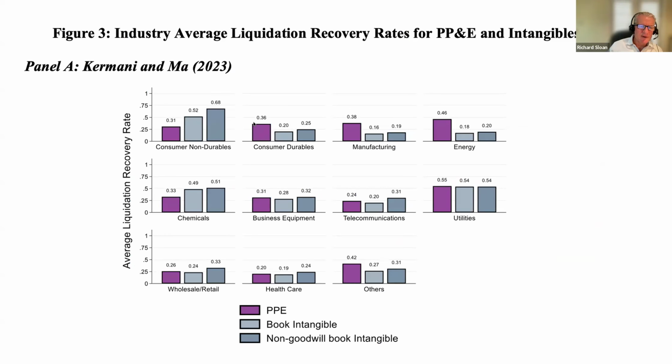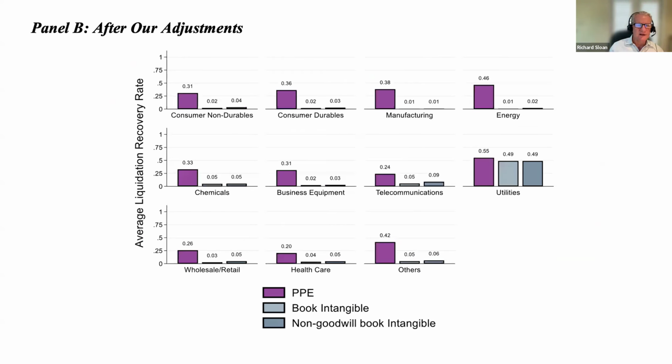Here's just one example in a bar chart of an industry, like take consumer durables. They said for PP&E, you get a 31% recovery, but for intangibles, book intangibles as a whole, 52%, non-goodwill intangibles, 68%. After we make our adjustments, it goes down to only 2% and 4%.